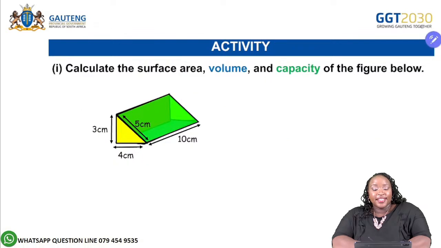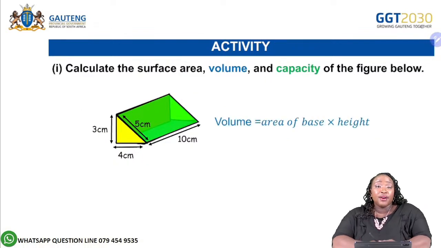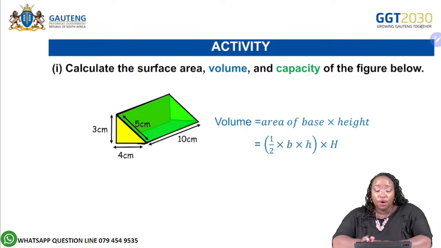So I had asked you to calculate the volume. Volume, remember, is given by the area of the base multiplied by the height, which is the distance between the two triangles in this case. So the base is a triangle. So we are going to use 3 centimeters by 4 centimeters, and we'll say a half times 3 times 4, and then multiply that by 10.